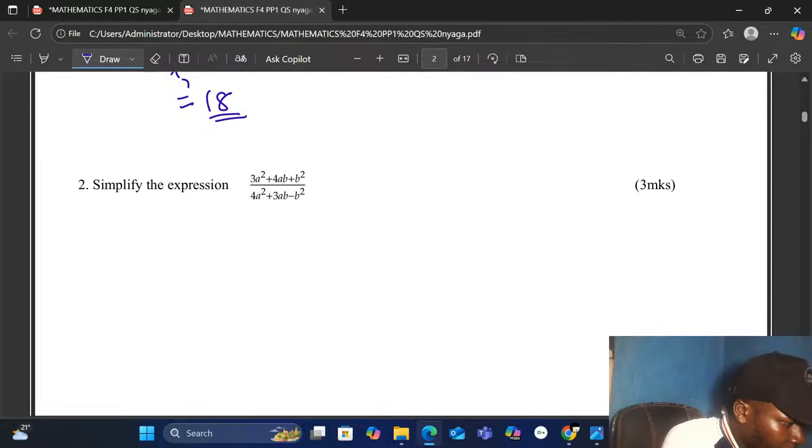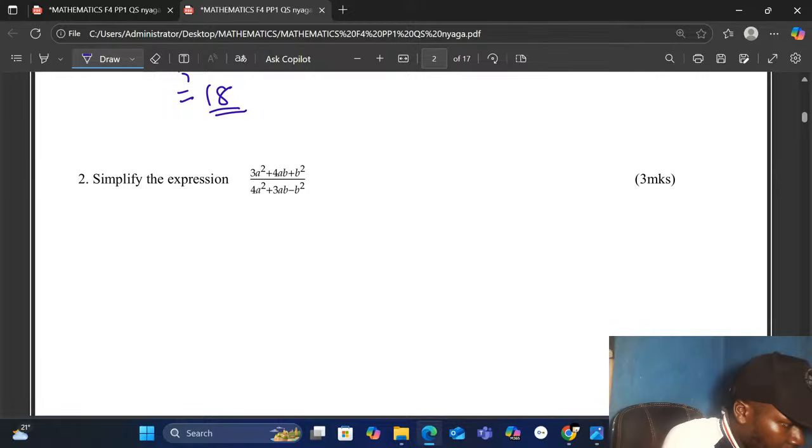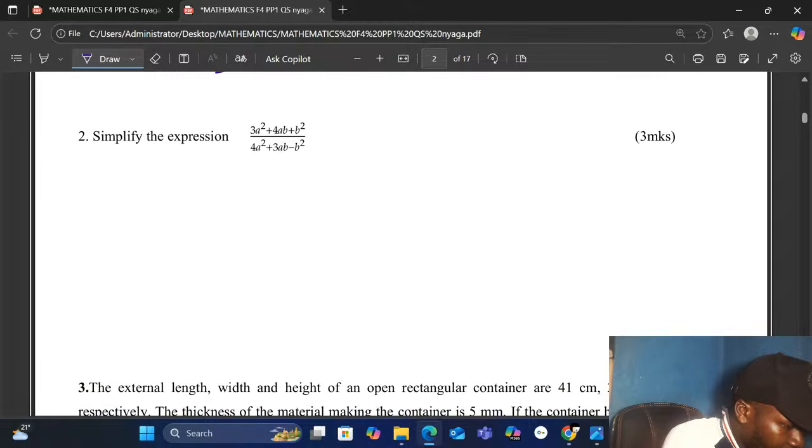Question number 2. Simplify the expression: 3a squared plus 4ab plus b squared, divided by 4a squared plus 3ab minus b squared.